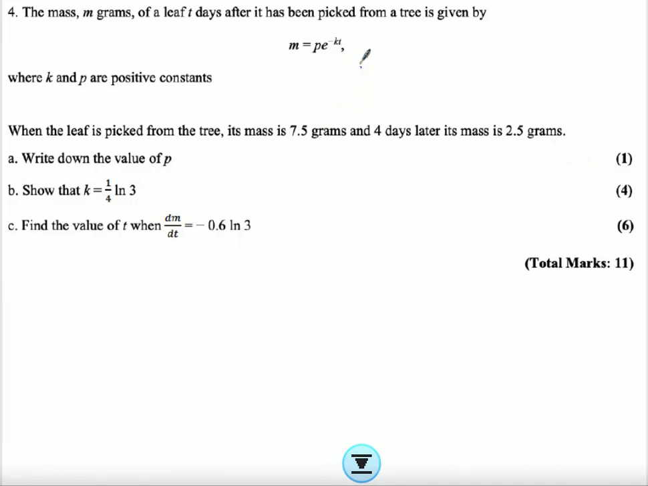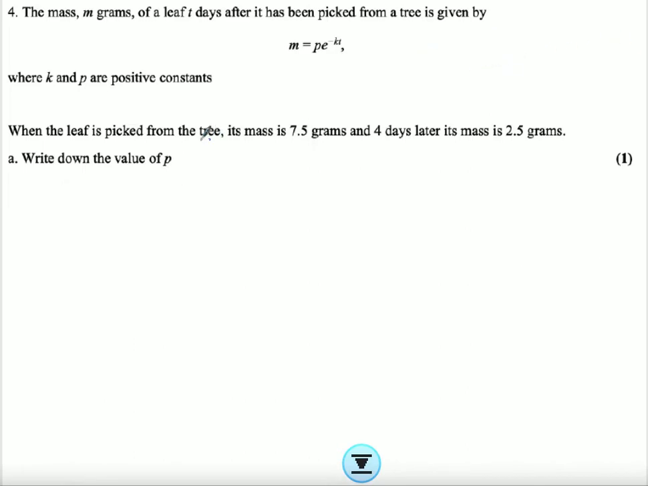Oh, this one looks nice. Okay, so the mass of a leaf after it's been picked from a tree is being given by this: m equals pe to the negative kt. So it's just pe to the negative kt. Okay, write down the value of p.